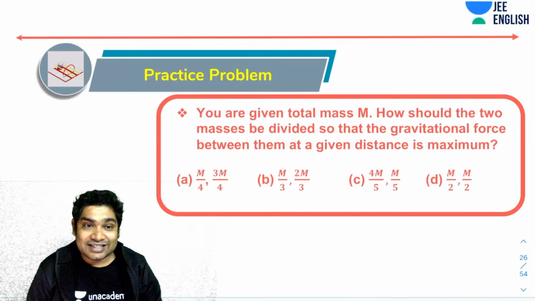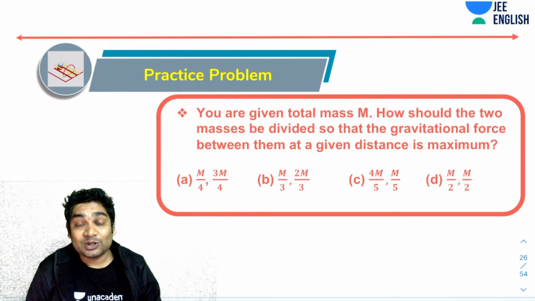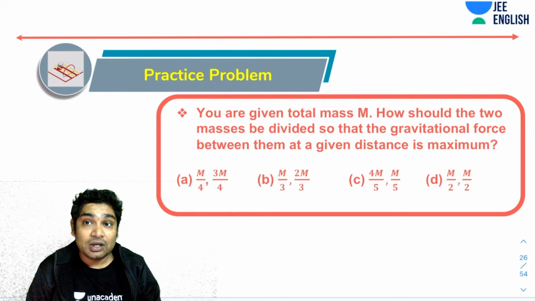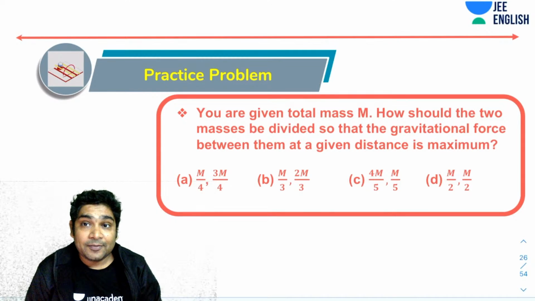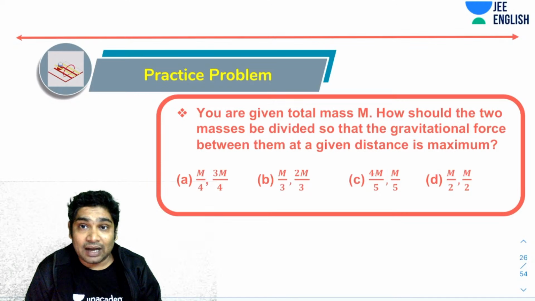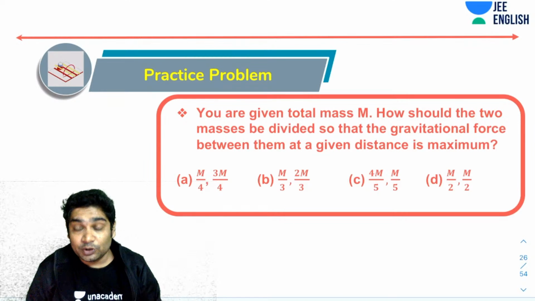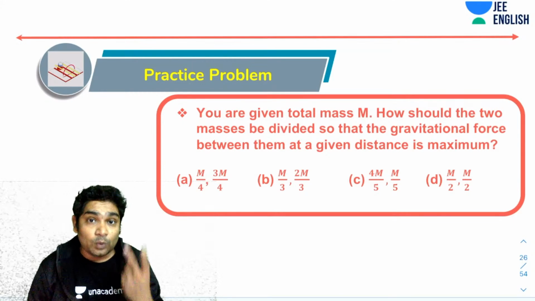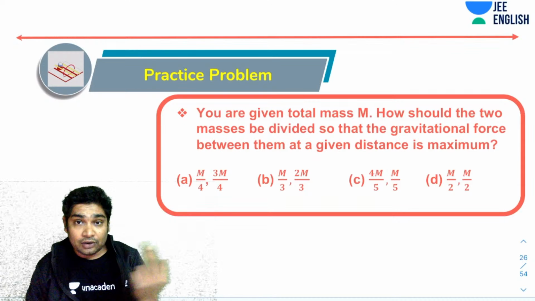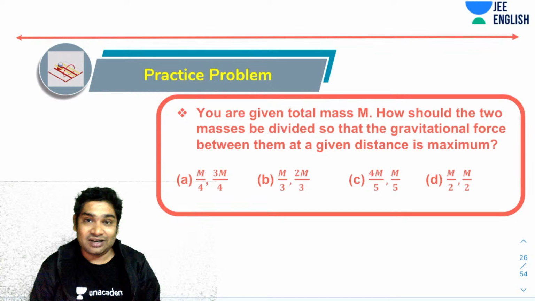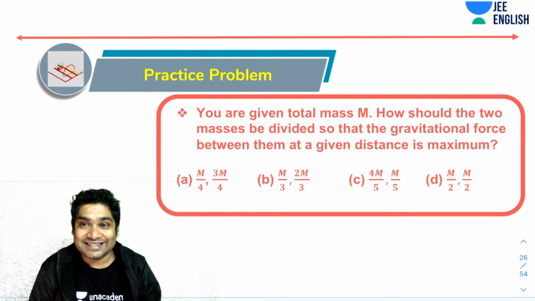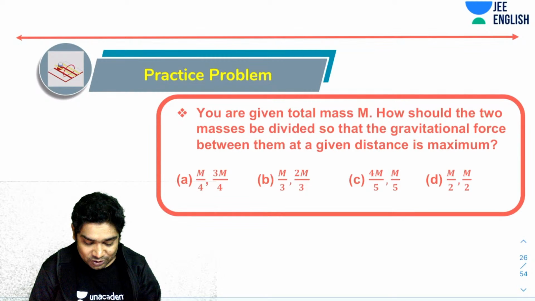Okay, now let's get ourselves some practice again. Here you have been given a total mass capital M. How should the two masses be divided so that the gravitational force between them at a given distance is maximum? So you want to divide this mass capital M into two parts. How should you divide it so that the force of attraction is maximum for a given distance? What should be the two parts?